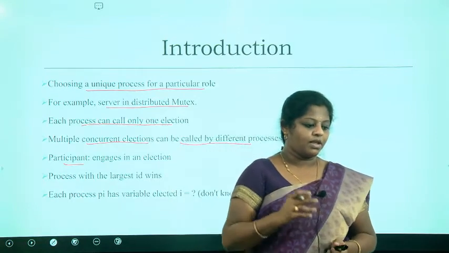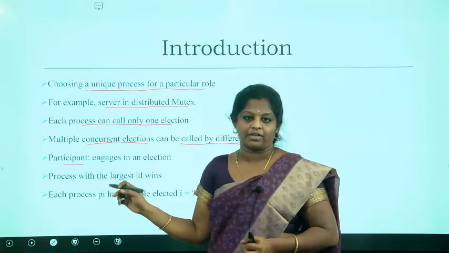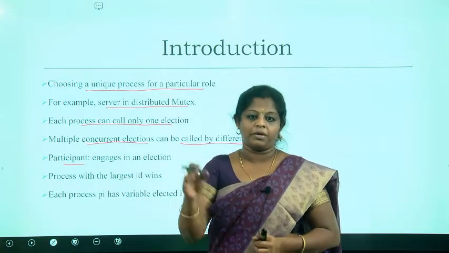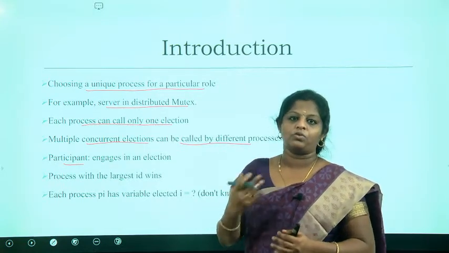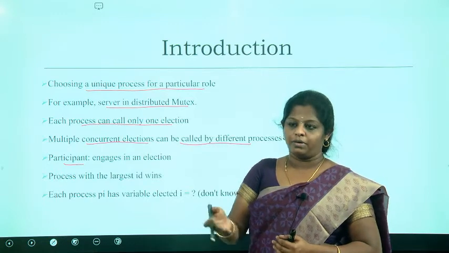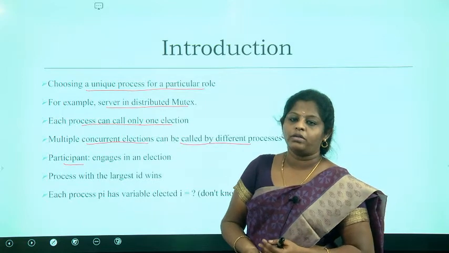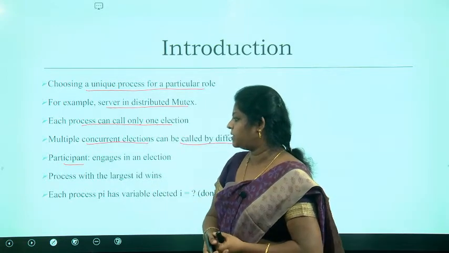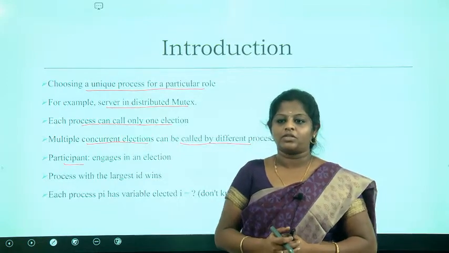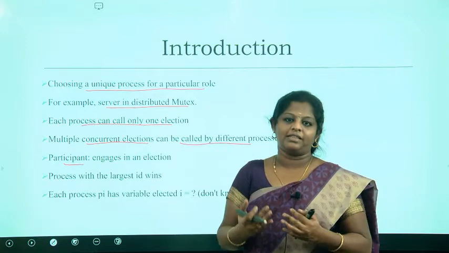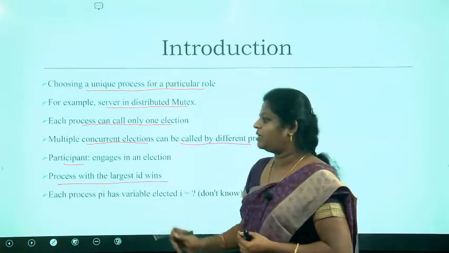Participant means the process is engaged in an election. Non-participant means it is not involved in the election. Generally in an election, the person who puts in a vote is a participant, and the persons who are not ready to vote are non-participants. Then who will win here? Generally in an election, who wins? The one who gets the majority of votes, right? The same thing here: the process with the largest ID wins.